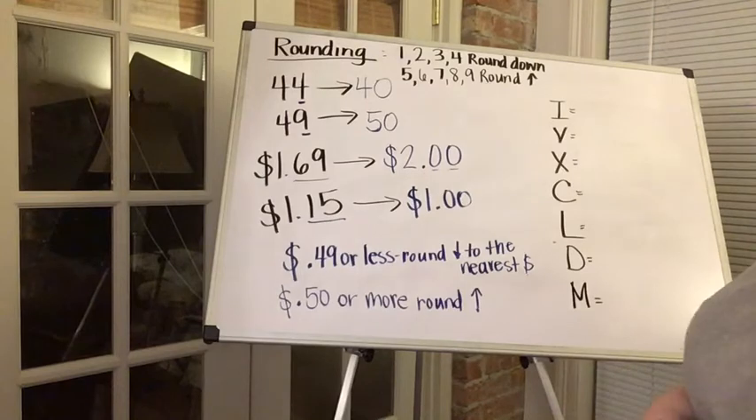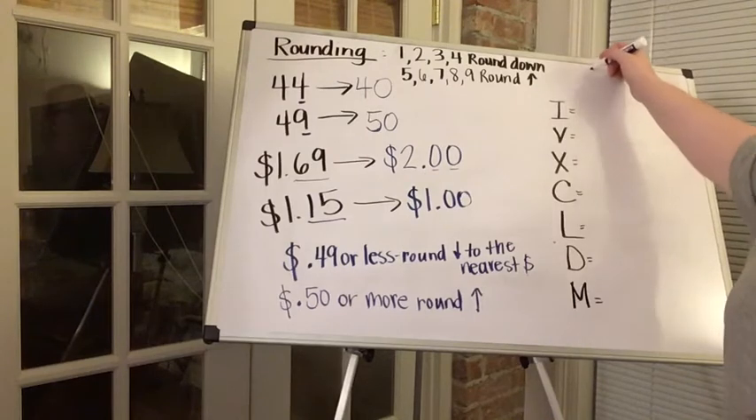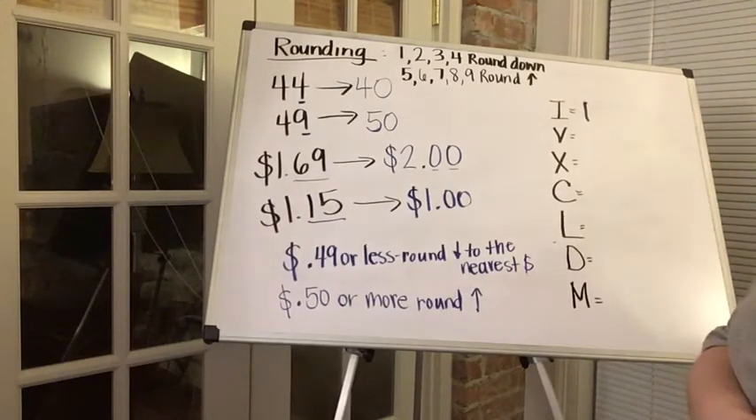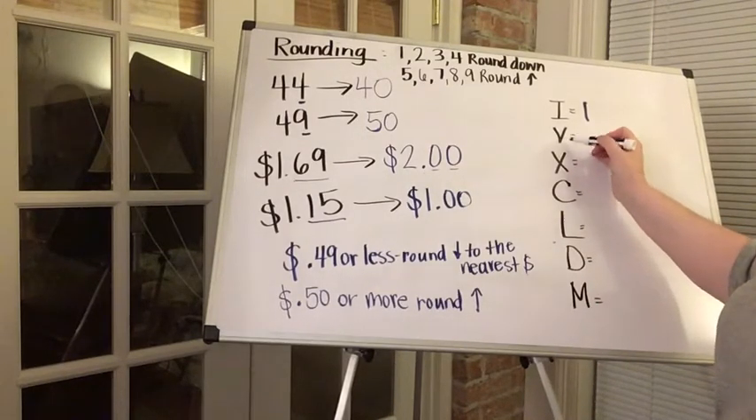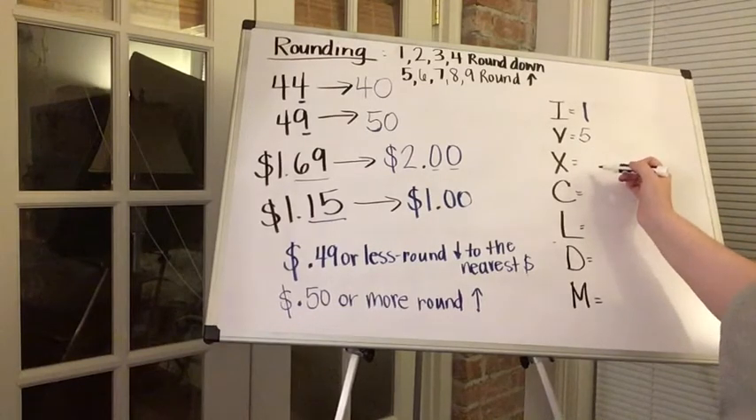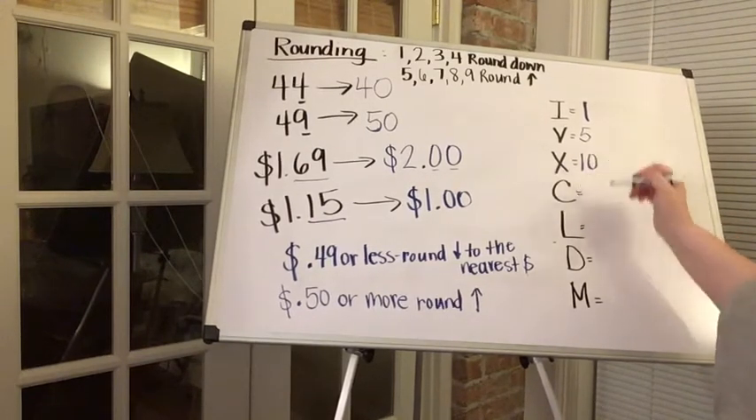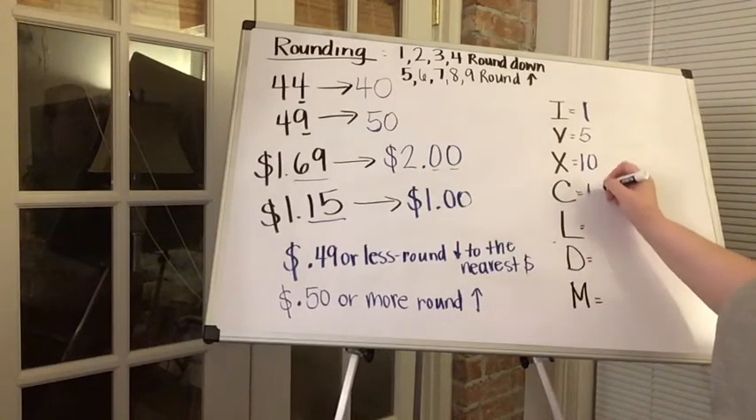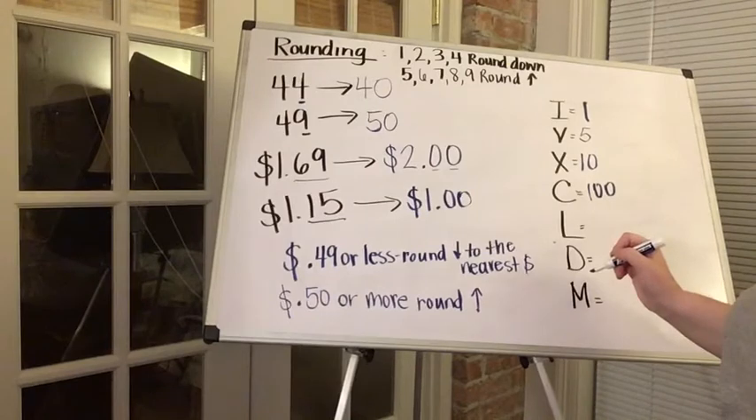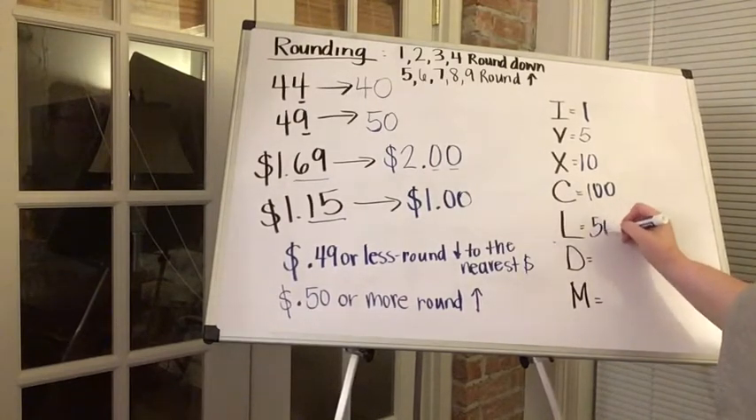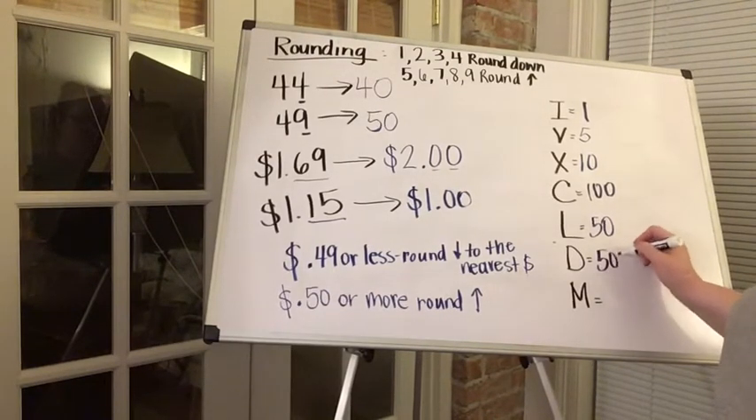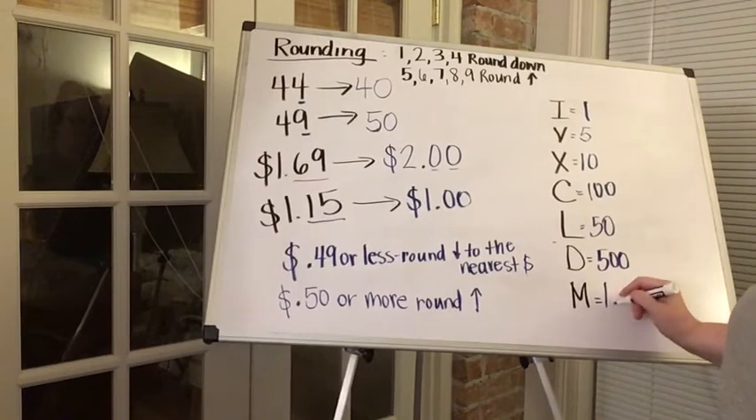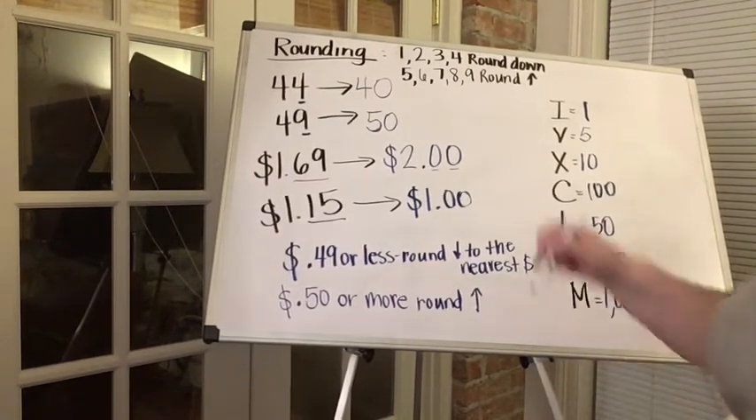Now we're going to go over here. We're going to review some of the main Roman numerals. Remember, this is a Roman numeral. And this is an Arabic number, okay? So I equals 1, V, 5. Good job. X, 10. C, 100. Good job. L, 50. D, 500. And M, 1,000. Okay, that was just a review I wanted to do real quick.